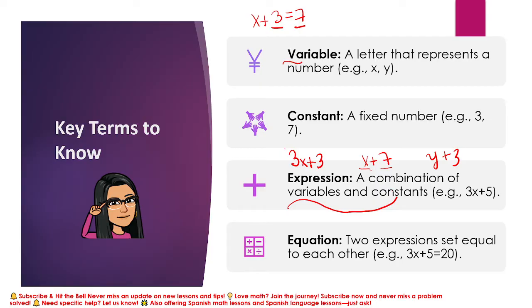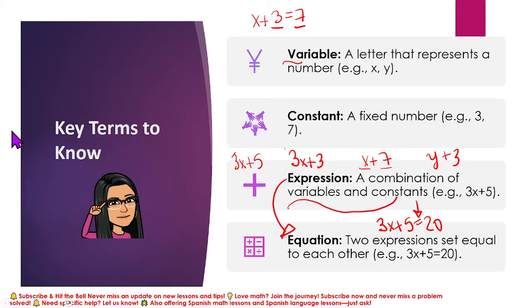Expressions do not have an equal sign. That's the difference between an expression and an equation. An equation does have an equal sign. 3x plus 5 equals 20. This is an equation. Why? Because it has an equal sign. Now, an expression would just be if we just consider 3x plus 5. That would be an expression because it doesn't have an equal sign.